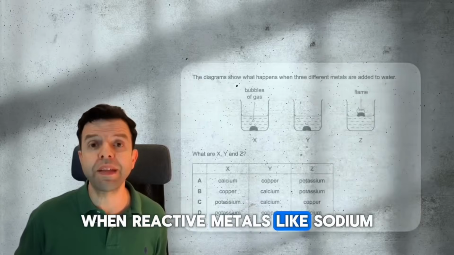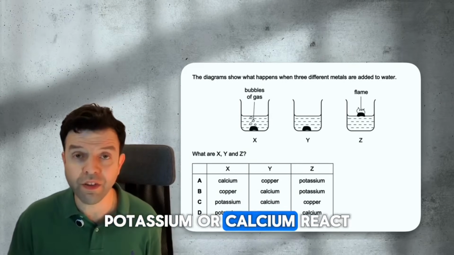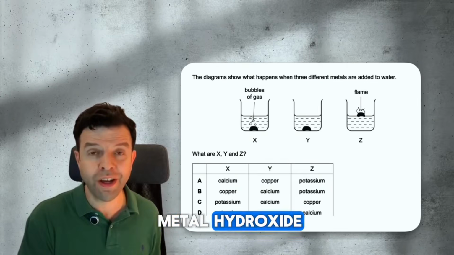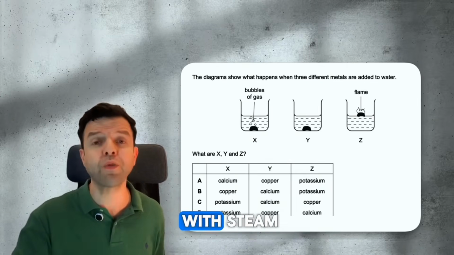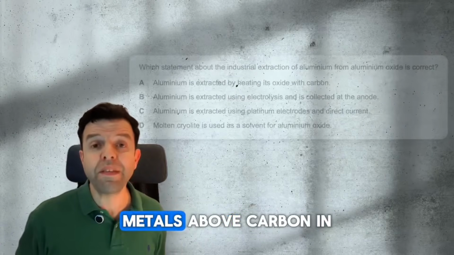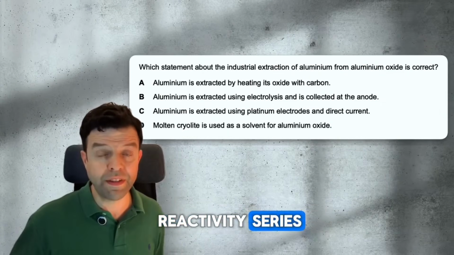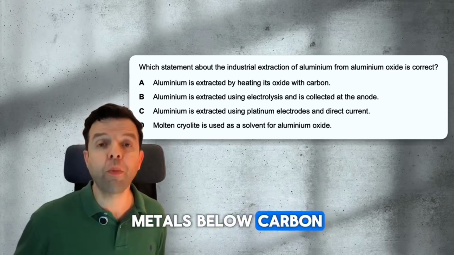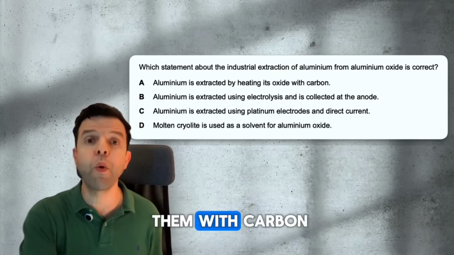When reactive metals like sodium, potassium, or calcium react with water, they form hydrogen and metal hydroxide. On the other hand, less reactive metals react with steam and produce both metal oxide and hydrogen. Metals above carbon in the reactivity series, such as aluminium, are extracted by electrolysis. Metals below carbon are extracted by reducing them with carbon.